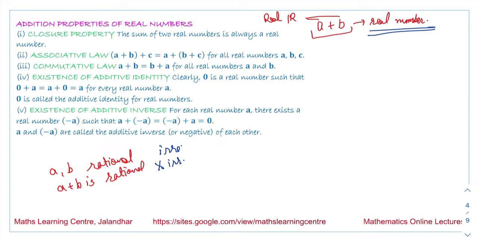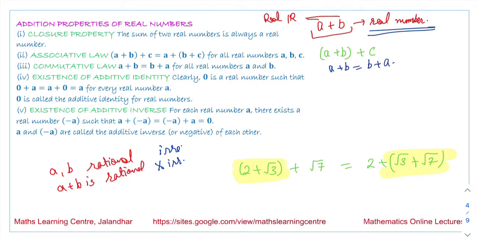Next is the associative property. Associative property means if we add a plus b first, then we add c to it. Suppose I take the example (2 plus square root of 3) plus square root of 7, that will be equal to 2 plus (square root of 3 plus square root of 7). In one case we first solve this bracket, and in the other case we solve that bracket. Both these numbers are the same. This is called the associative law. Next is the commutative law, that is a plus b equals b plus a.